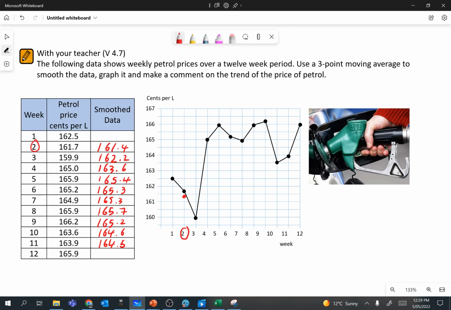And then the next score is 162.2, which lines up with day 3, so roughly there. We join them up and we keep going with the next one, 163.6, so about there, and join it up. Okay, so I'll let you pause the video and complete this graph, and then you can check your answer against mine.